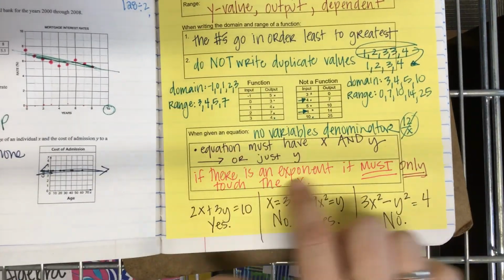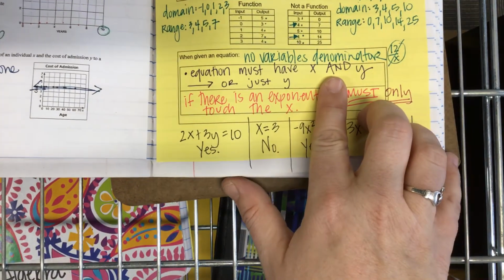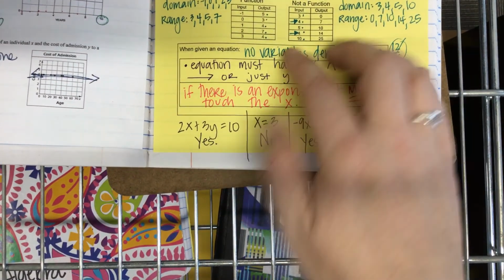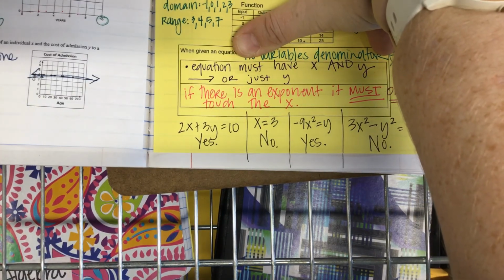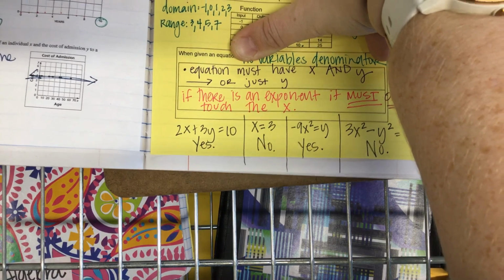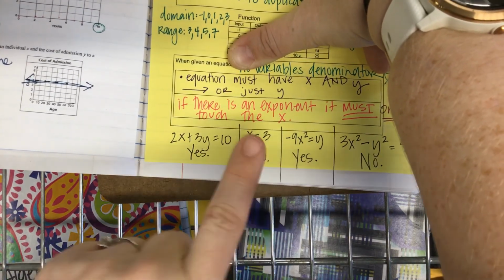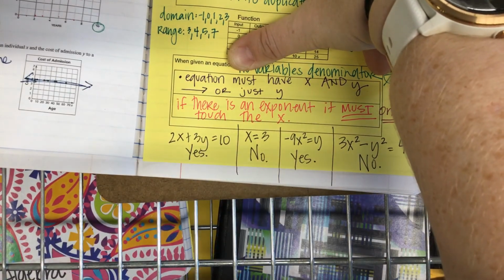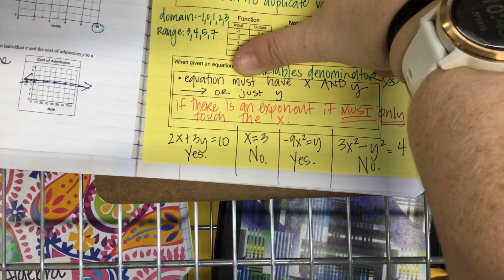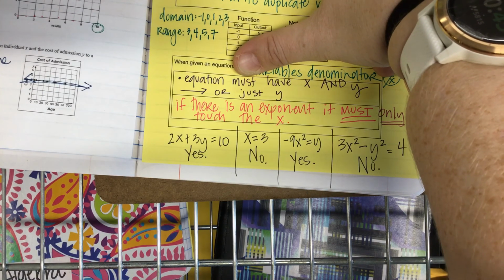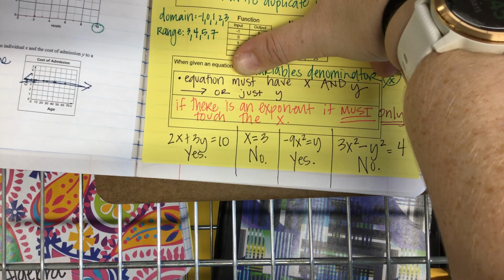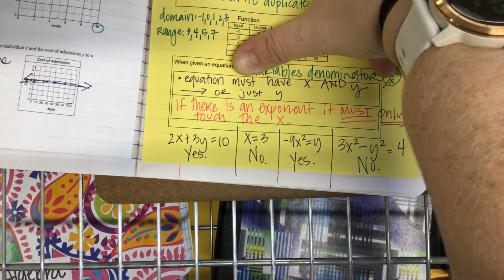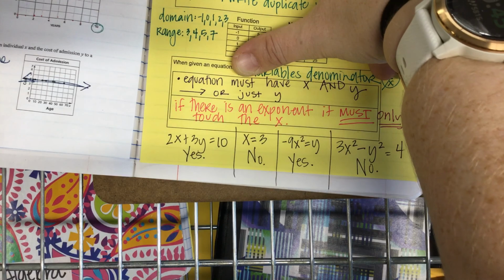Down here, how are you going to know when given an equation it's not a function? Look at these examples that say yes and no. What tells you no, it's not even a function? Nathan. An exponent on the y, not a function. What else? Yeah, there's not a y at all. If there's just the variable x, not a function. It's linear.